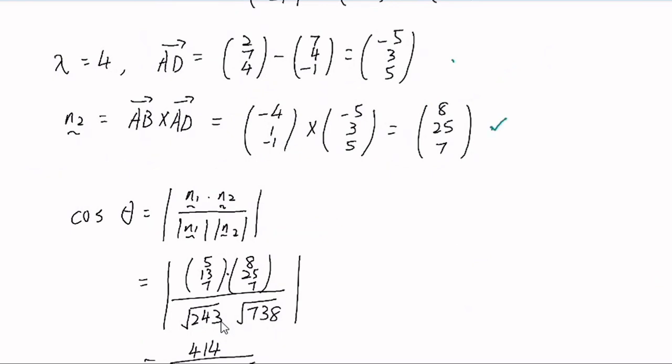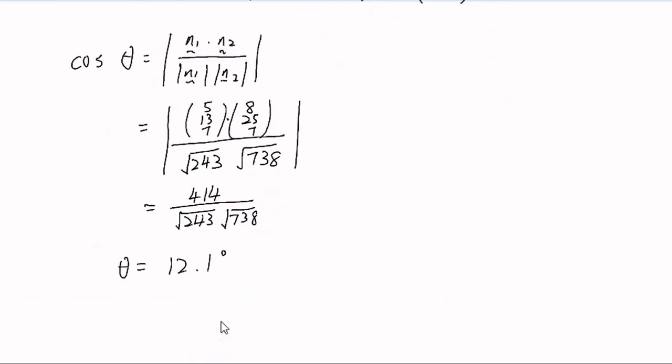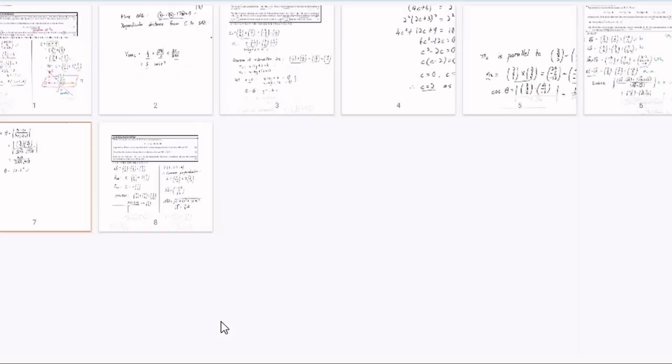So to find the acute angle between the two planes here, it will be finding the acute angle between the two normals. So the acute angle between the two normals, we just use the dot product formula again, right? So once we work it out, then this is the value that we'll be getting, which is 12.1 for that. Okay, so that's what we have for this question here.